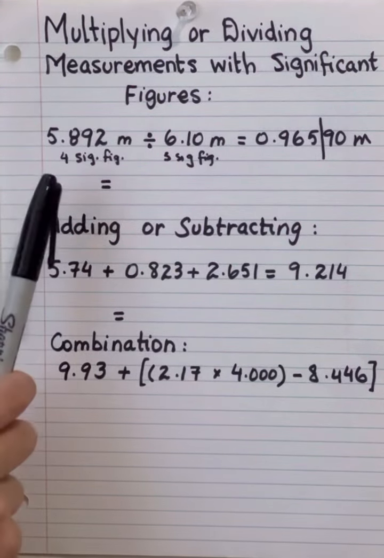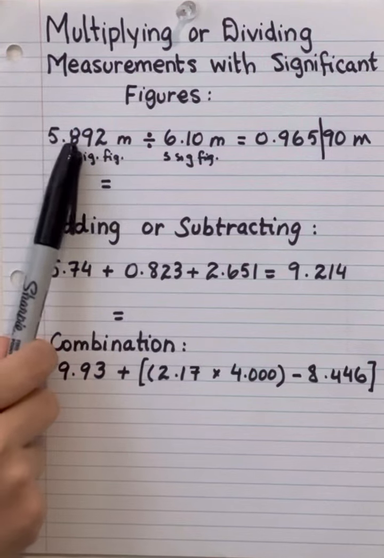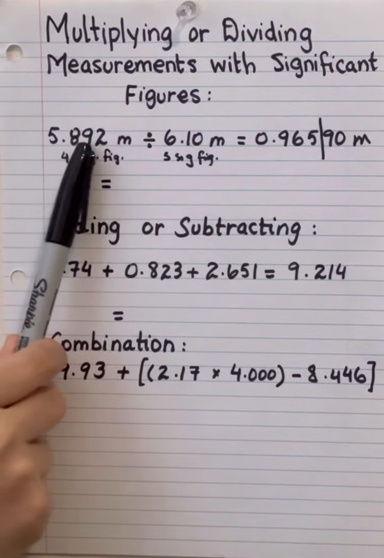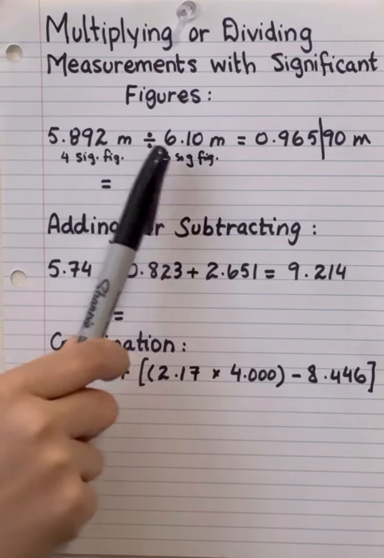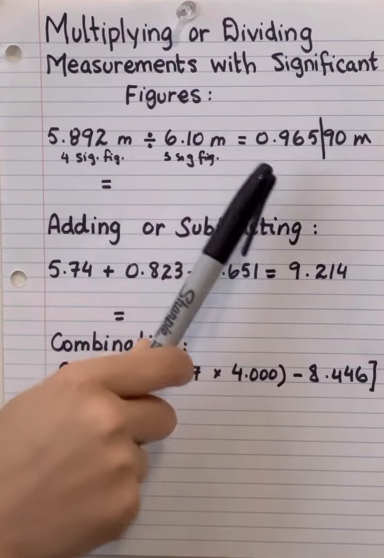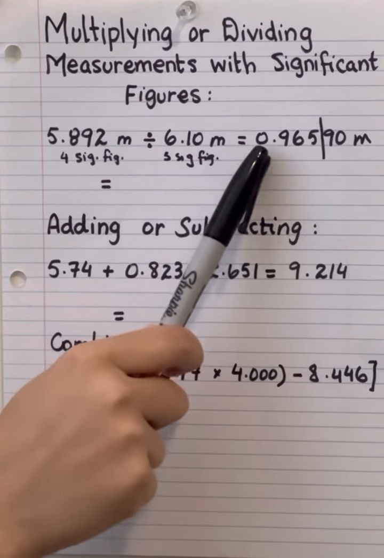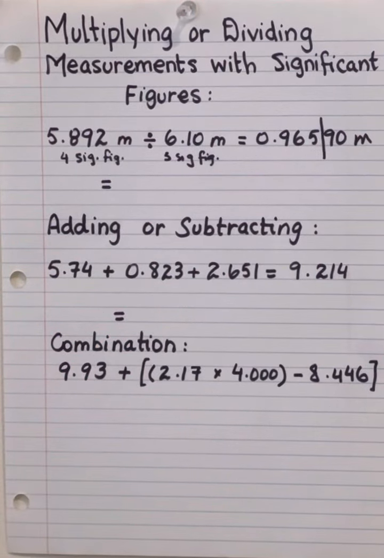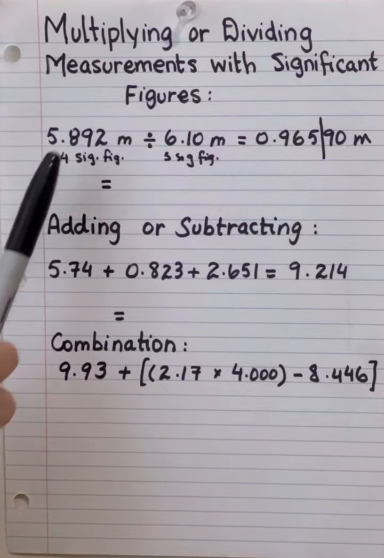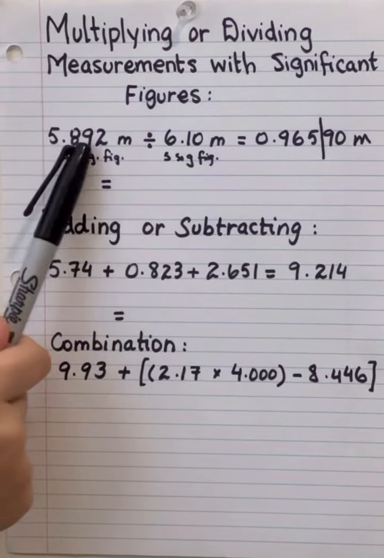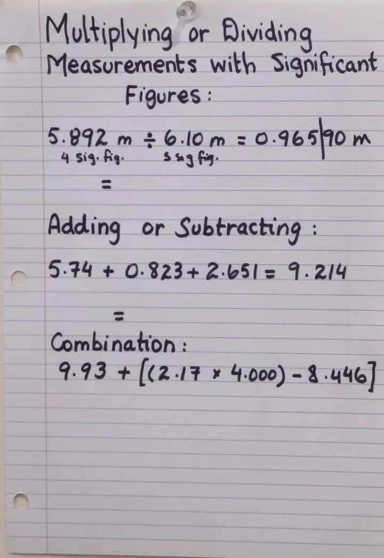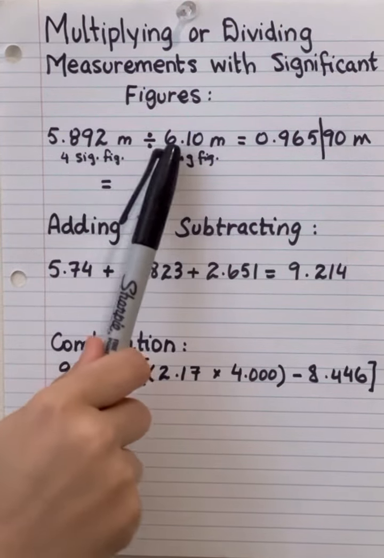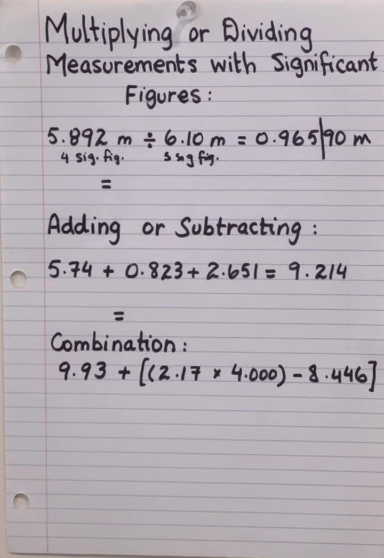So in here, we have 5.892 meters divided by 6.10 meters, which gives us the answer of 0.96590 meters. Now first, we have to figure out how many significant figures we have in our measurements. In our first measurement, we have 1, 2, 3, 4 significant figures. In our second measurement, we have 1, 2, 3 significant figures.